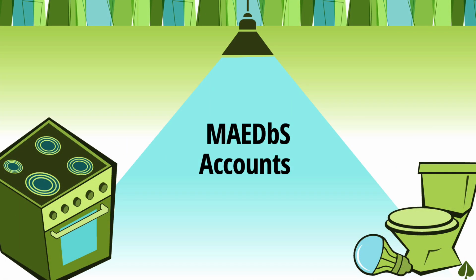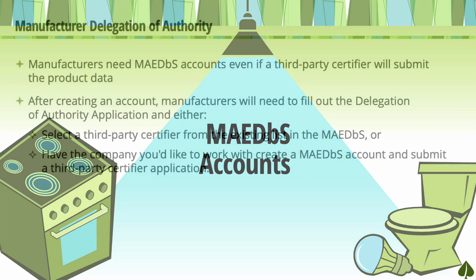Before selling or offering a product for sale, manufacturers of Title 20 regulated products must ensure their products comply by certifying them to the MAEDbS. The first step in certifying your product to the MAEDbS is creating an account.